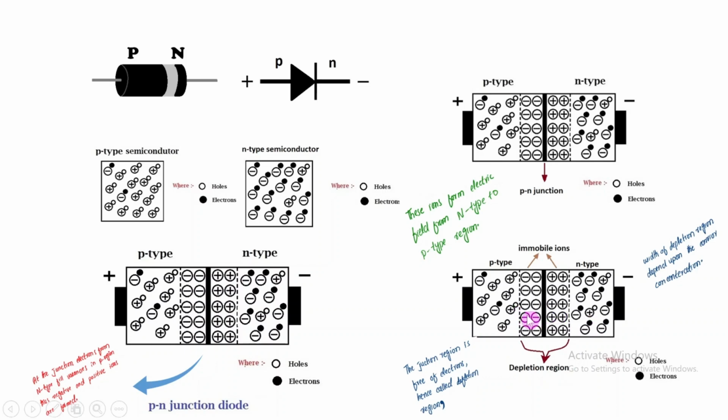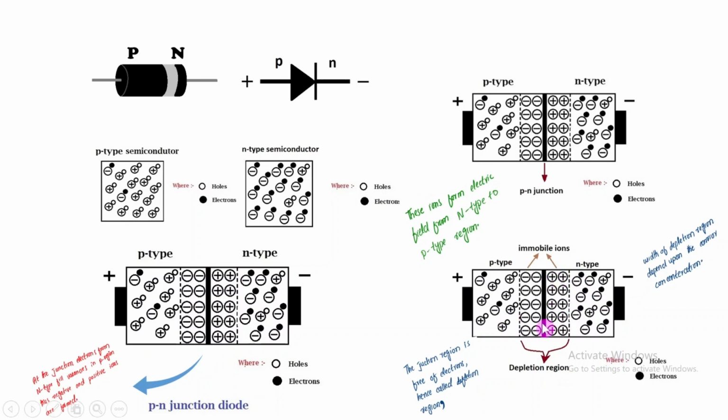So the width of this depletion region depends upon the carrier concentration. If the impurity of the n-type semiconductor is more, or the p-type semiconductor impurity is more, then this depletion layer will be less and the electric field will be strong enough. The potential barrier will be more. These electrons will require enough energy to jump from this region to this region.